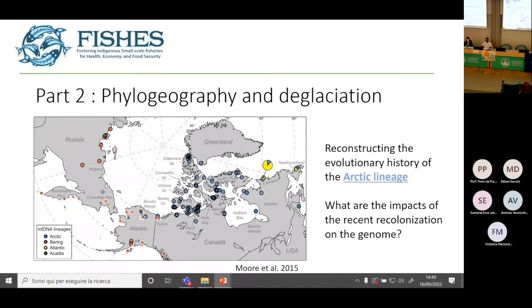So I wanted to share a bit of newer results on phylogeography, mainly based on deglaciation. We've increased our study area by a lot, but we're still trying to stay in the Arctic lineage that I presented earlier, so the blue points. We're trying to see if we can reconstruct the evolutionary history of this lineage and see what the impacts of this recent recolonization are on the Arctic char genome.